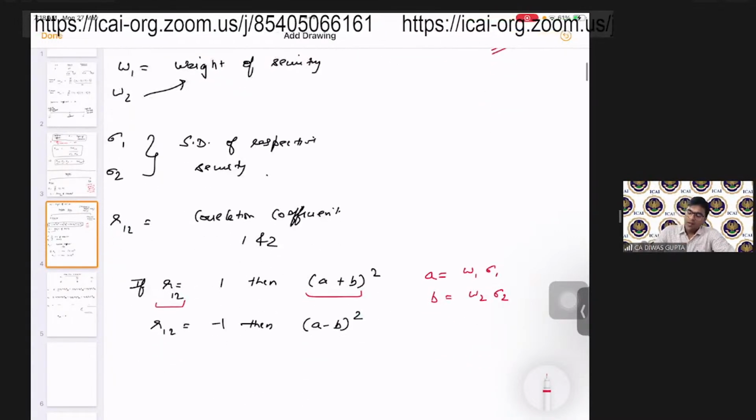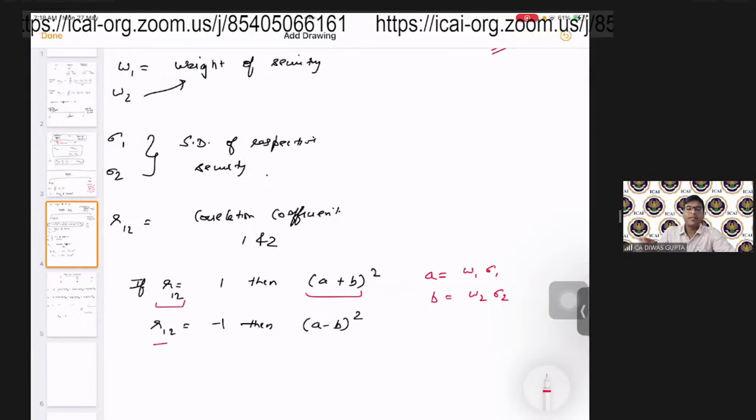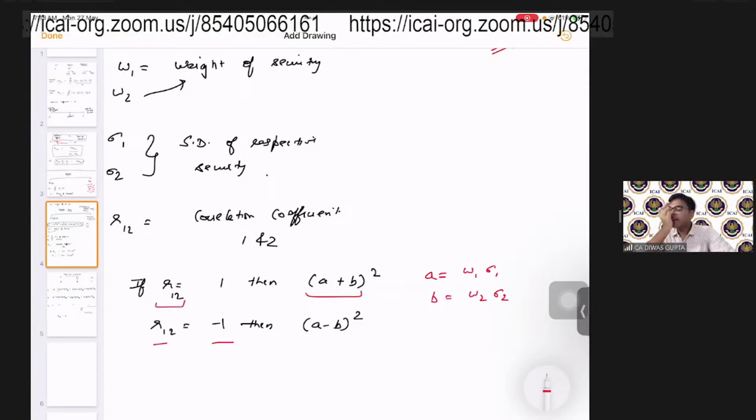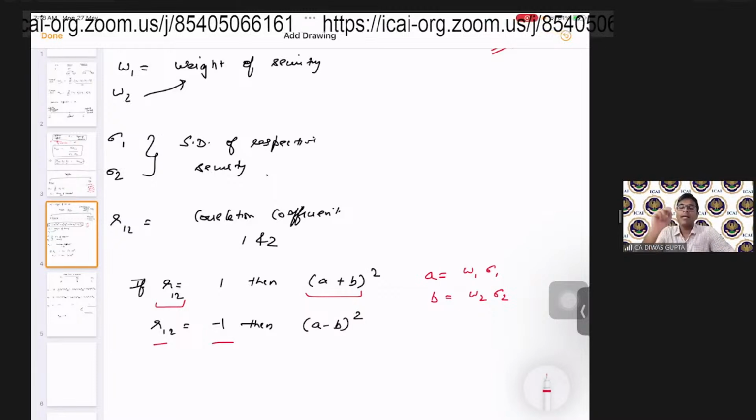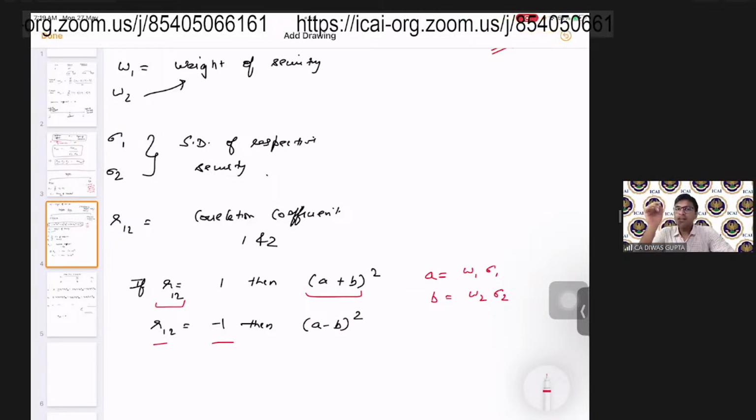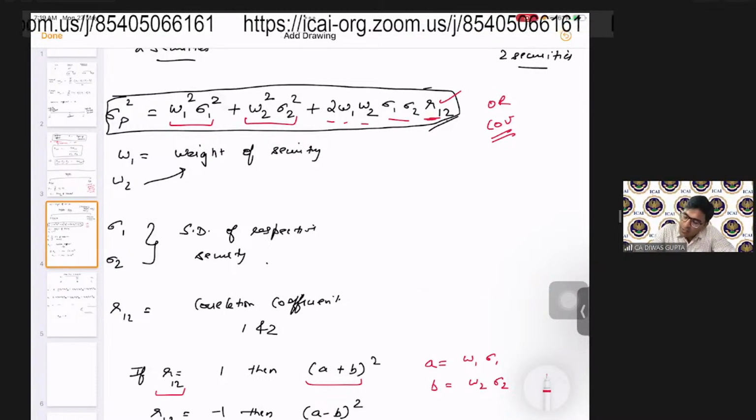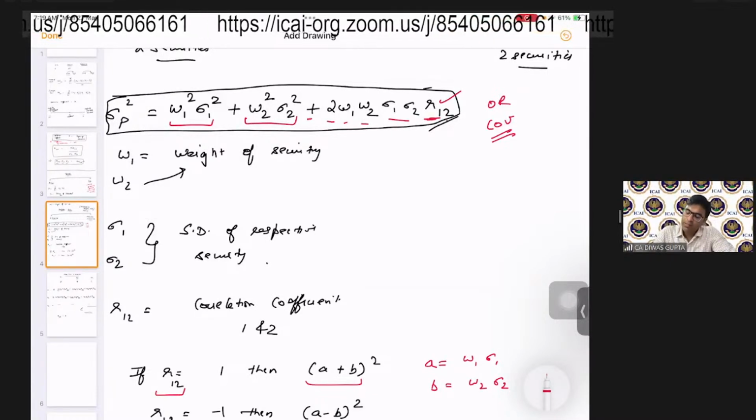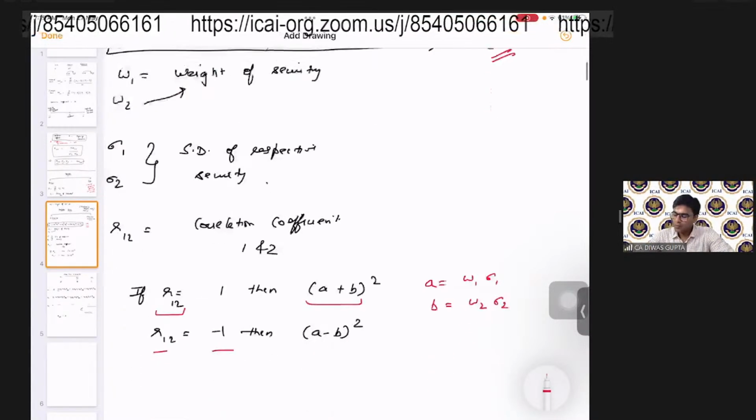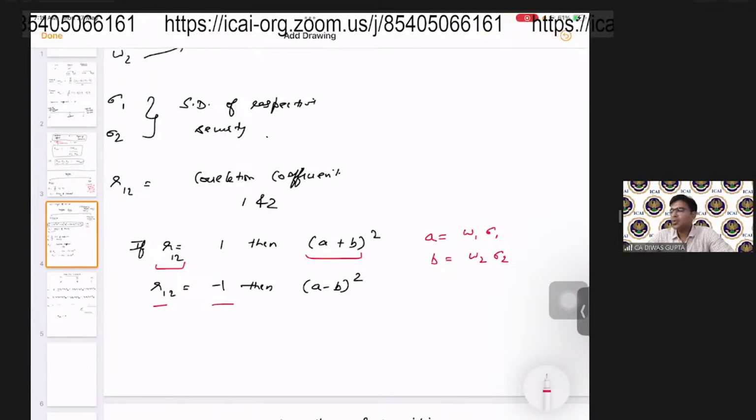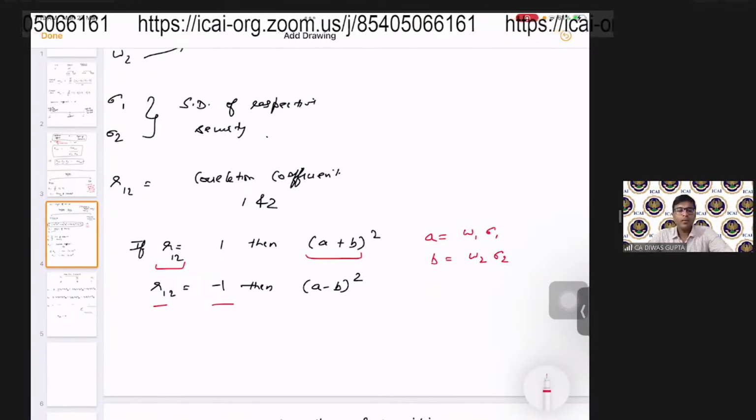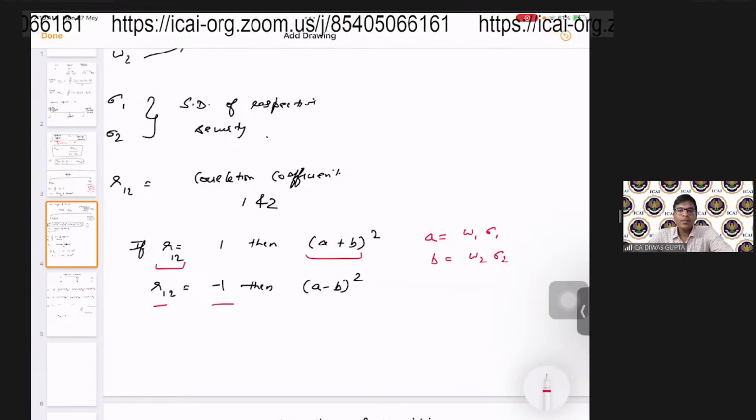Okay, then if R12 is equal to -1, it's perfectly negatively correlated. So in that case, A minus B square, it will become minus, right? Because you will substitute R12 as -1 and hence here also it will become minus. So it will become (A minus B) square. Clear, students?